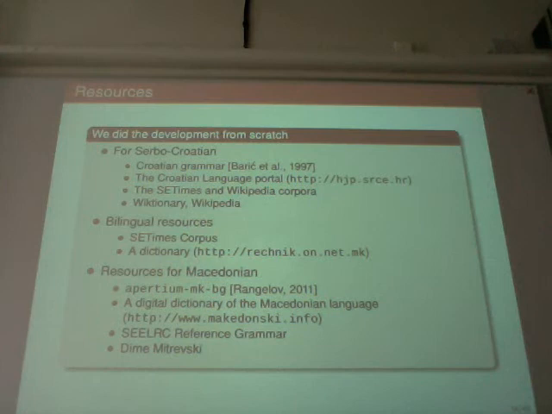For bilingual resources, we really didn't have much to work with. We had the SE Times parallel corpus and an online electronic dictionary. For Macedonian, we used the analyzer generated from the Macedonian-Bulgarian language pair, which was developed by Tikhonov 2 years ago. We used the digital dictionary of the Macedonian language, which is kind of similar to the Croatian dictionary. The reference was made by Viktor Friedman, and we have a consultant on the language.